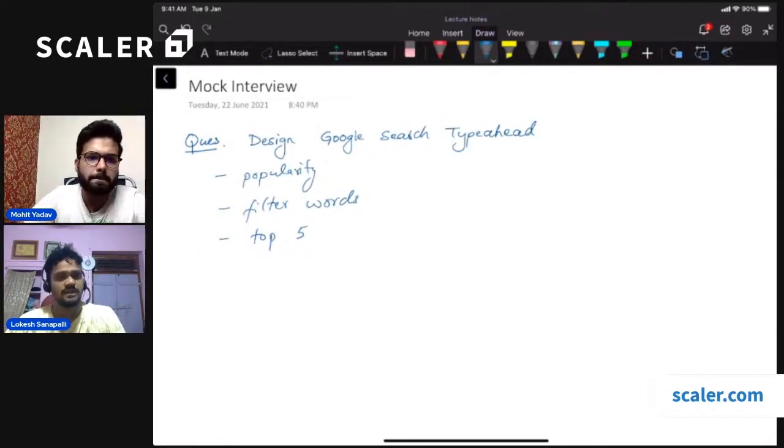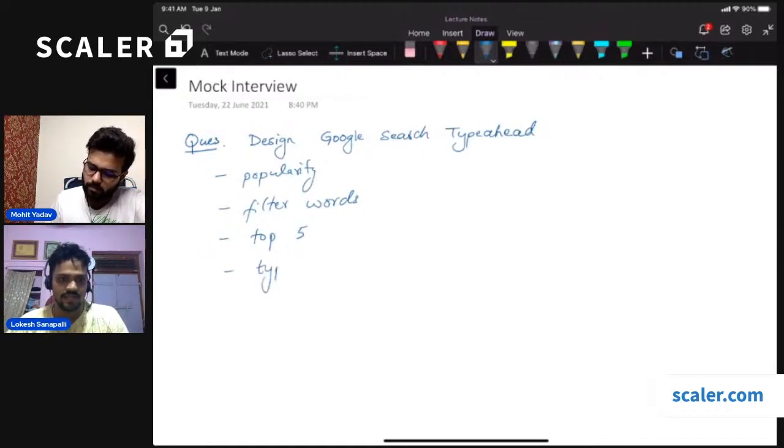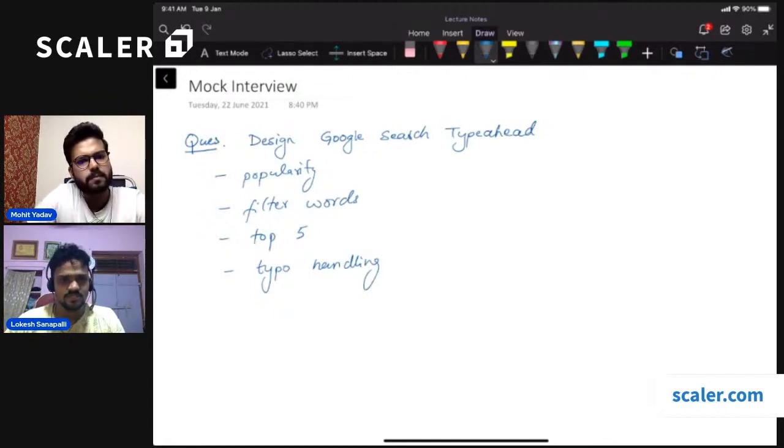Right. And also the most important thing is, it should handle typos. If the user makes any typos, it should handle that. So that is one requirement. So I'm assuming this is the scope of this system as per the functional requirements. Is there anything else that you see in a typical Google search?